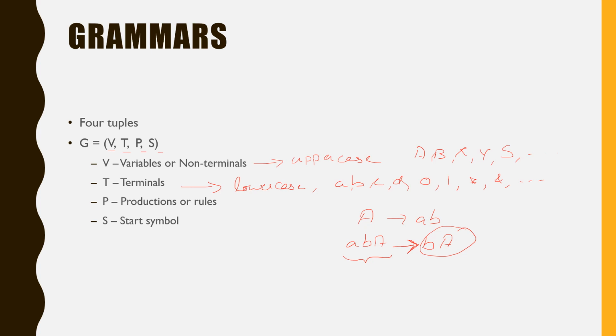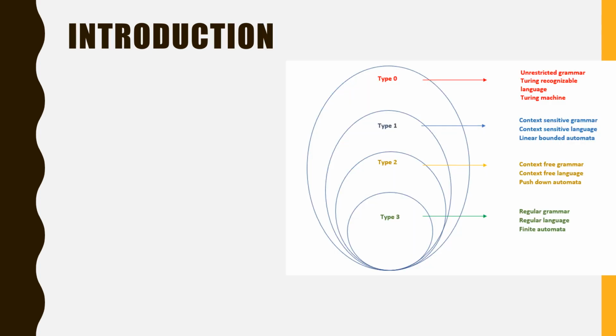And the starting symbol. In a grammar there will be a number of productions, and to derive a particular string, the starting point is given by this start symbol. It is represented using S. So let us get into detail about the different categories involved in this Chomsky hierarchy.